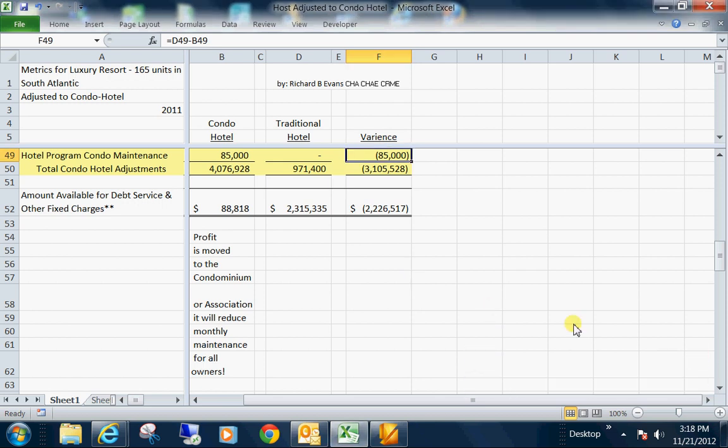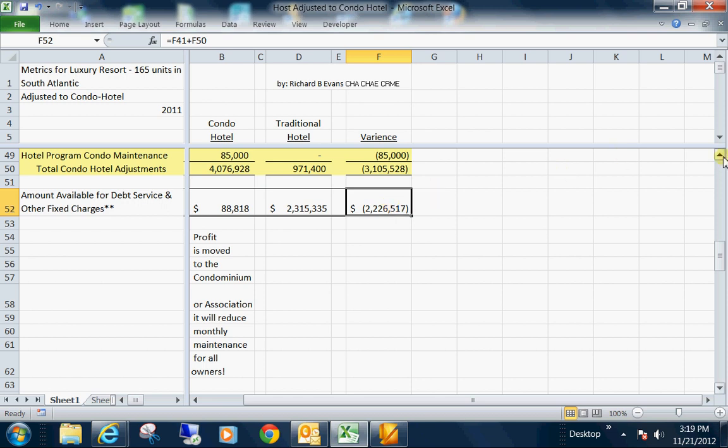And we can see that the traditional hotel will bring $2,315,000 down to the bottom line, and they can use that to pay their debt service or other fixed leases that they may have. And then, of course, the rest that is not used for that purpose would be profit to the traditional hotel owner. We can see that there is a difference here of $2,226,517 that's brought down to that bottom line.